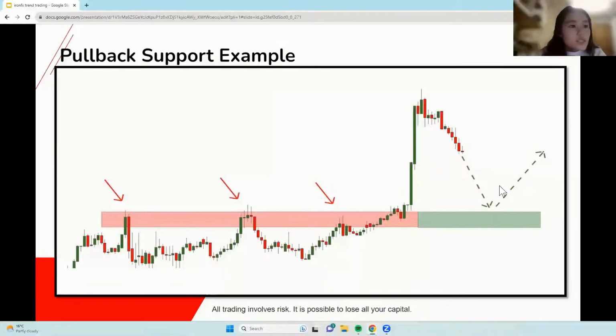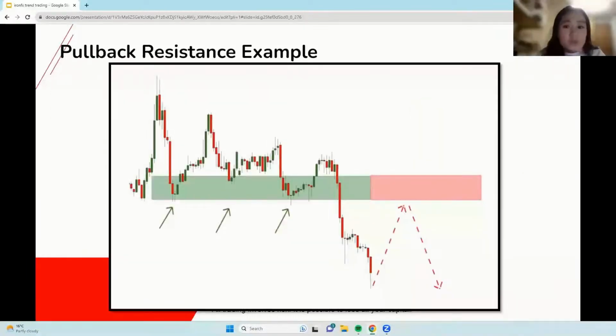Okay, next, let's take a look at the pullback resistance example. In this example, we have 3 swing lows that line up in the same area, as you can see from this green area here. The green area is our support, but once price breaks out of this support level and we are expecting it to reverse off of it, then you can call it a pullback resistance.